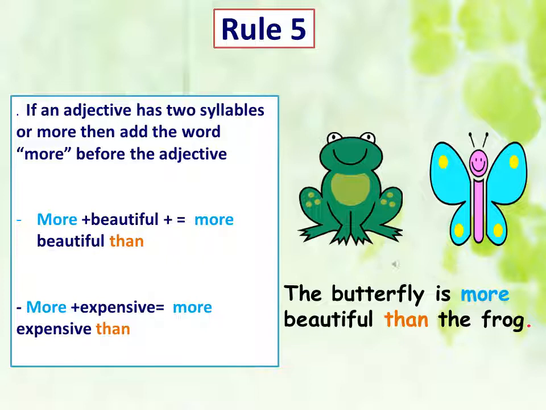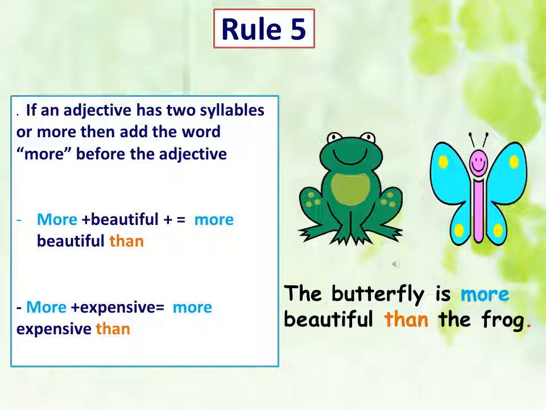Rule number 5. If an adjective has two syllables or more than two syllables, then we add the word more before the adjective. هنا إلا كان الادجكتيف كي تكون two syllables أو أكثر كنزيدو more ما كنزيدوش er. So example, more beautiful than. Okay, so adjective is beautiful. More beautiful than. أجمل من كذا.